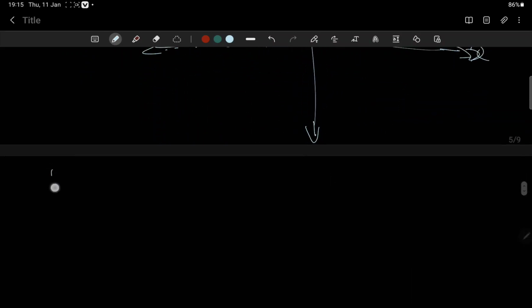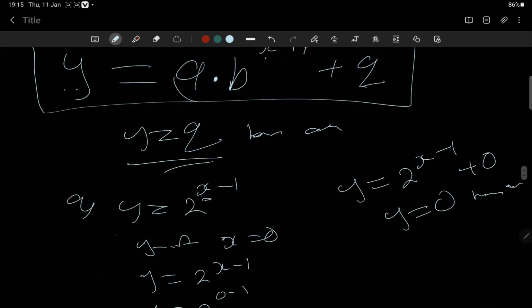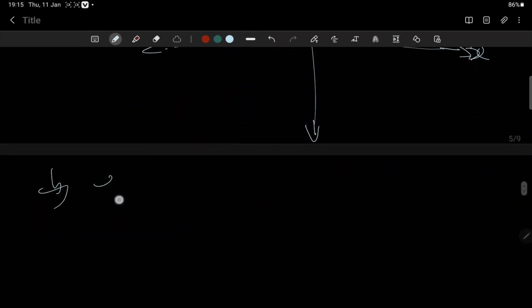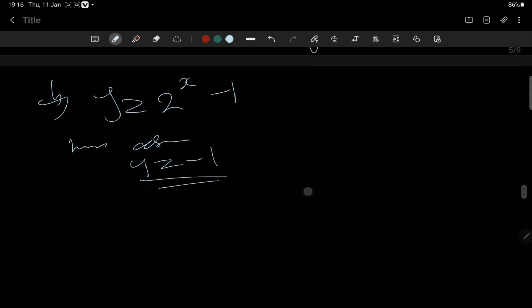Then for number B, y equals 2 to the x minus 1. Let us find the asymptotes first. Remember, we are asked to sketch the graph. For us to sketch, let's get the asymptote, which is only the horizontal asymptote. y equals negative 1.